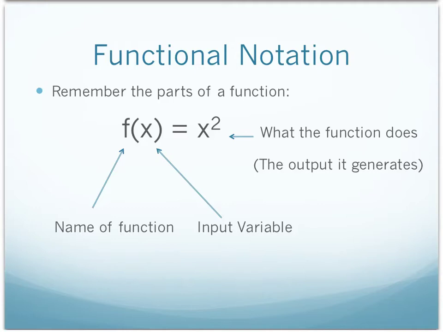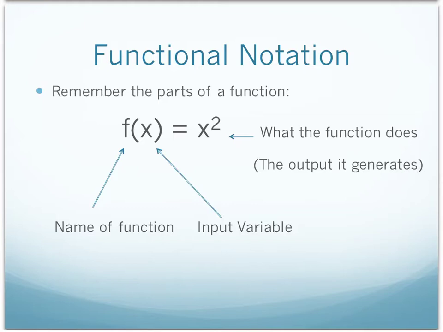Let's look at first the functional notation part again, because that can sometimes be a confusing part for people. What is the functional notation? And remember, the thing outside the parentheses is the name of your function. Inside the parentheses, we tell you what that input variable is. That means what's the variable that's really changing here. And then over here with the x squared, that's what this function does. It's the output that it generates.